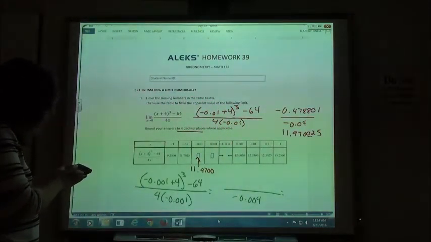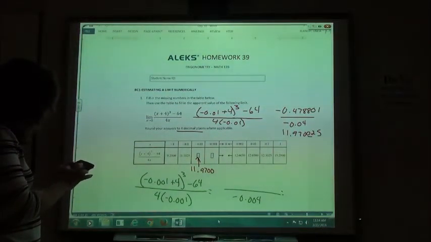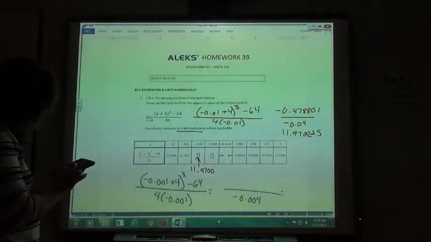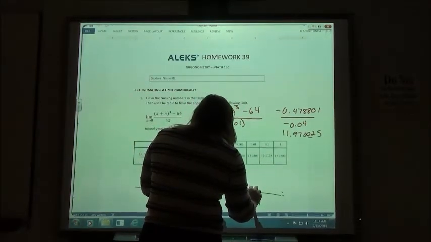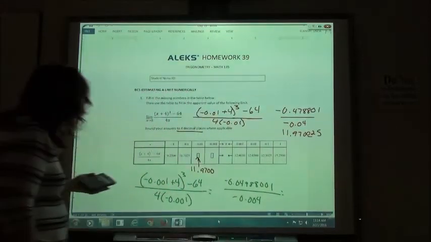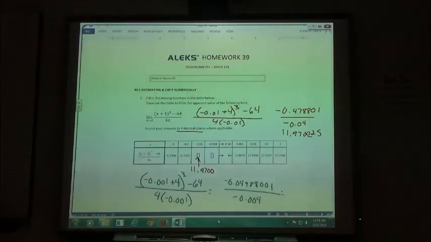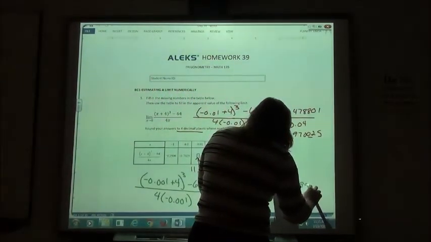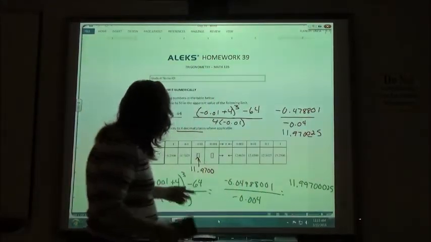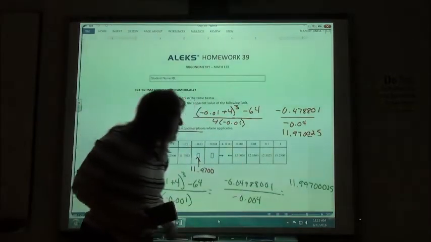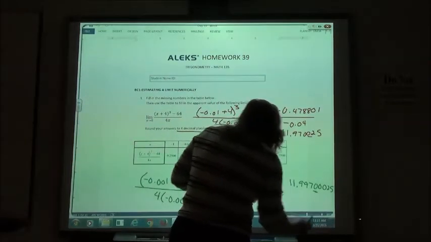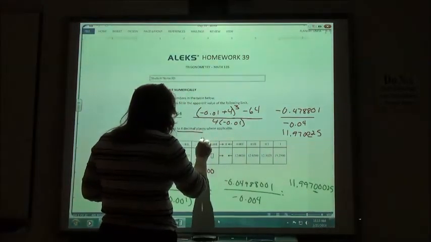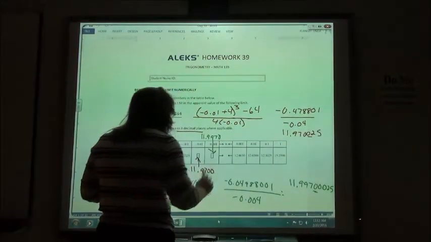So, top number again, parentheses, negative 0.001 plus 4, close my parentheses, cubed, minus 64 equals. I left a 0 out when I wrote it down, negative 0.04988001. So, negative 0.04988001 divided by negative 0.004 gave me, that looks better, 11.9970025. I knew since this was 9 and then 11 and these ones were 12, I should get 11 point something, and so when I had the wrong number on my calculator, I knew I did something wrong. I had to go back and check my work. Rounding this off to 4 decimal places, I'm going to write it up here, 11.9970. That's going to go in that box there.